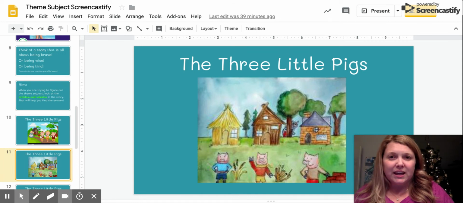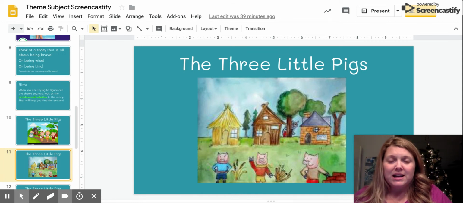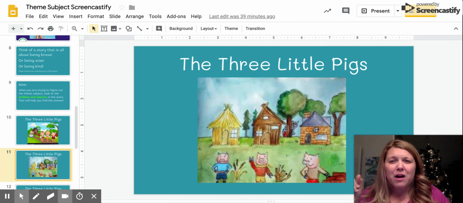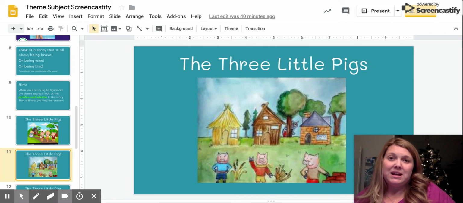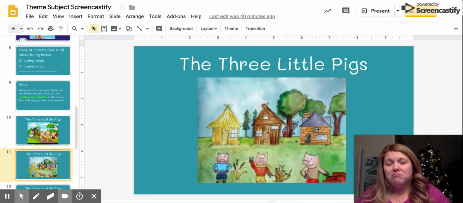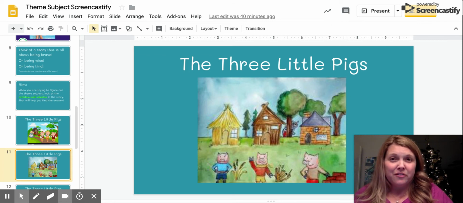So let's think for a second. What was the problem in this story? They have to build a house, and they have to think to themselves, what kind of house am I going to build? And they all solve the problem in a different way. The last little pig that made his house out of brick, he solved the problem by working hard, and he made a house that could withstand the wolf.